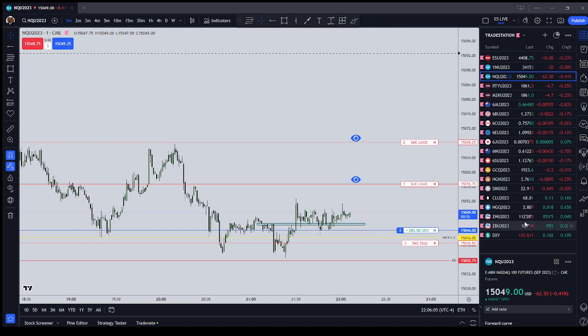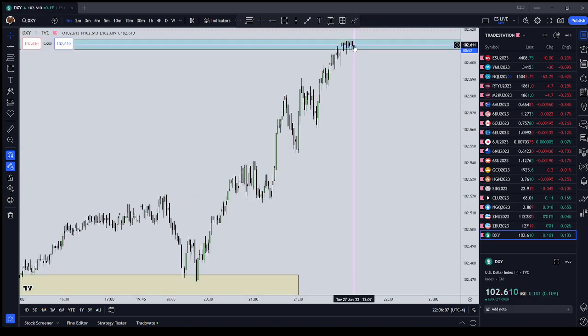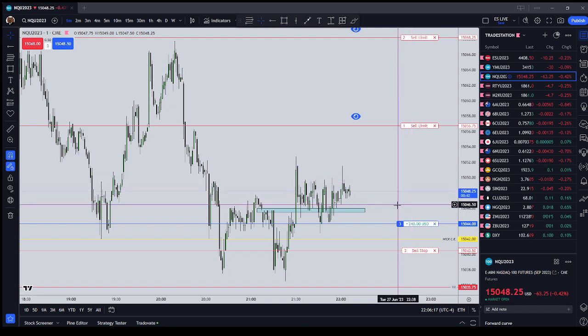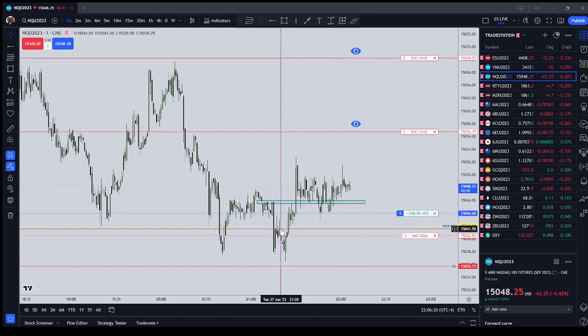Well, let's check out the dollar index. Is it turning lower yet? It's thinking about it. Yeah, it's thinking about turning lower at this inefficiency. It's thinking, it's pondering. A lot of you want to see live trading. This is it.